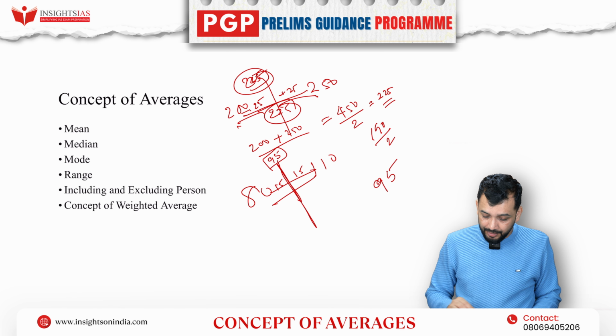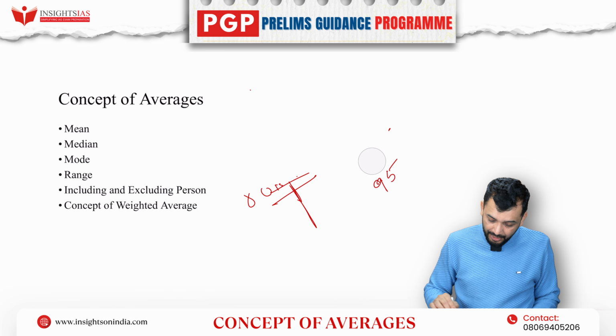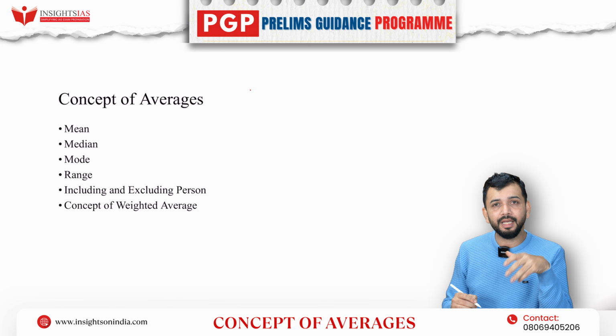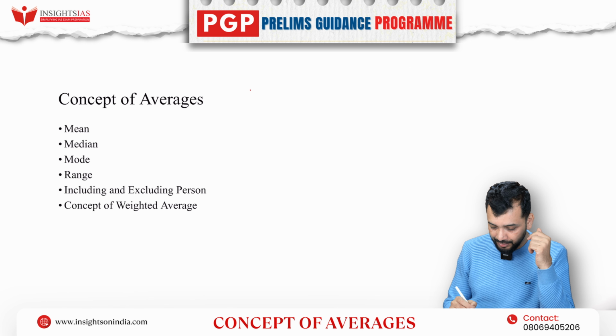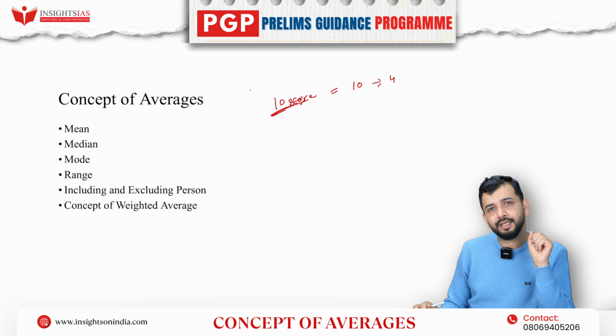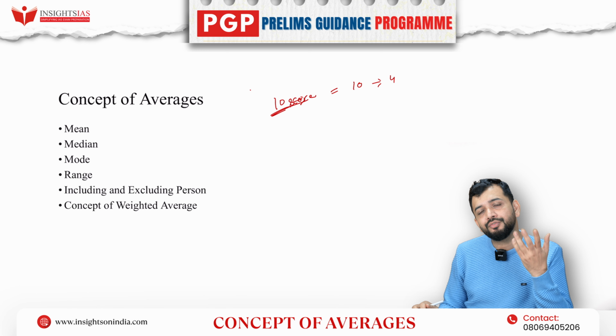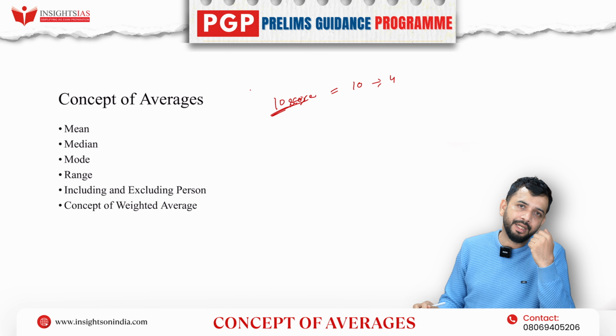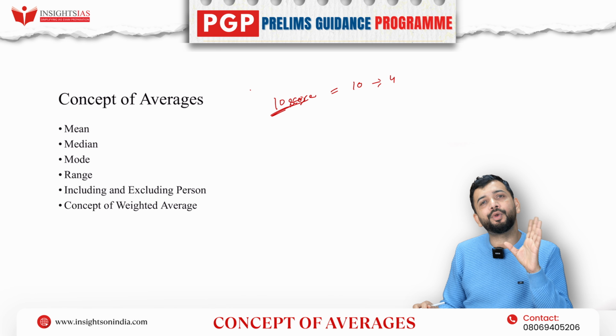Right. Now there is another kind of problem where you understand the simple problem. If I say that a person has an average of, let's say, 10 in a test. Total 4 tests he has scored and his average is 10. Now in the 5th test, he has to score how much so that it becomes, let's say, 20.